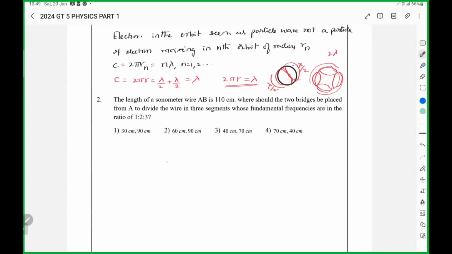A sonometer arrangement is nothing but a wooden box. Here wedges are placed. So this is L1, L2, L3. The string passes over a fixed pulley. Pans are attached. Where should the two bridges be placed from A to divide the wire into three segments whose fundamental frequencies are in the ratio?